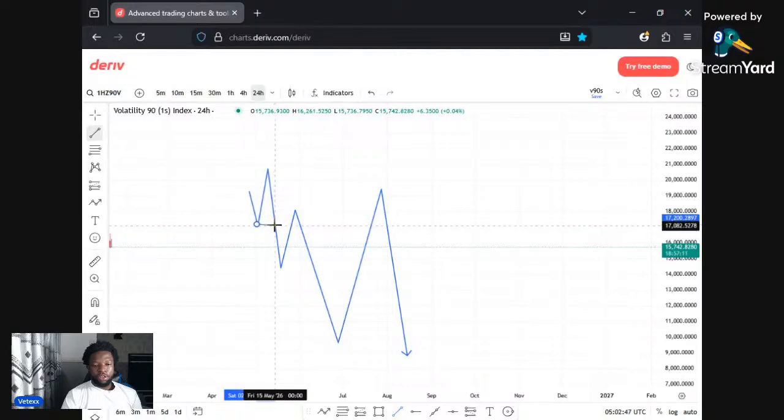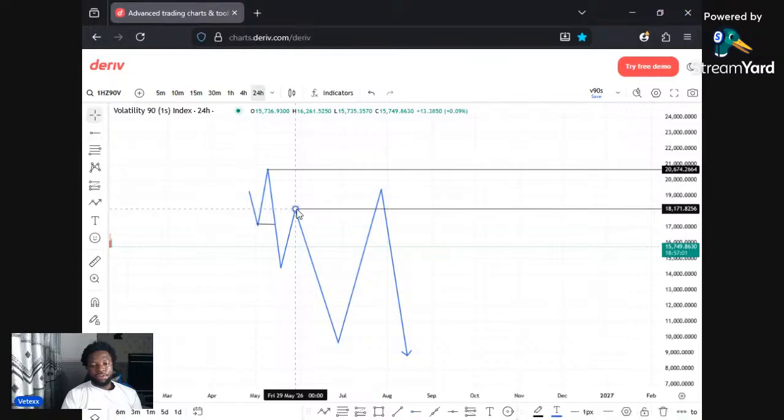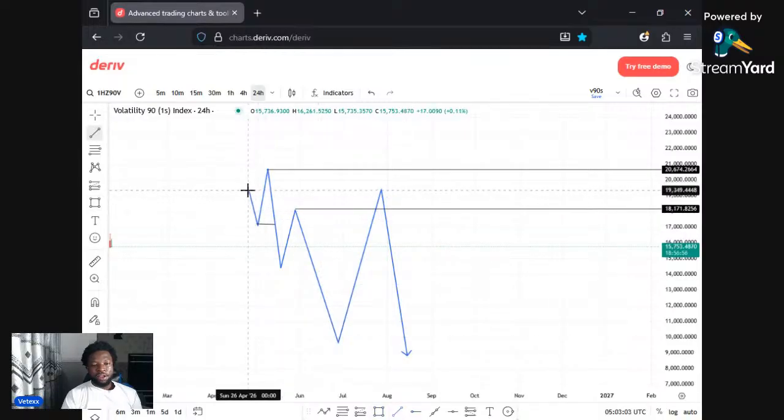And once we get this pattern, we do our top-down analysis to check where price is coming from on the higher time frame and where price is going to on the higher time frame. From that time frame, we'll scale down to the lower time frame to check if price has given us a continuation on the lower time frame, and then we execute.